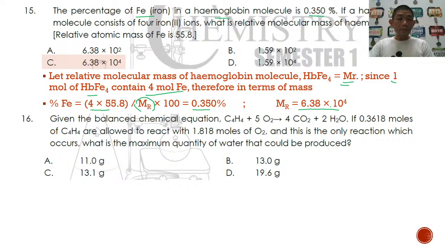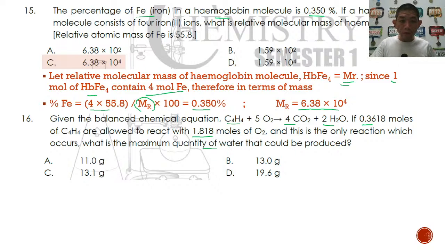So we go to number 16. Given the balanced chemical equation C4H4 plus 5O2 gives 4CO2 plus 2H2O. Now, if 0.3618 moles of the C4H4 were allowed to react with 1.818 moles of oxygen, and this is the only reaction that occurs, what is the maximum quantity of water that can be produced?